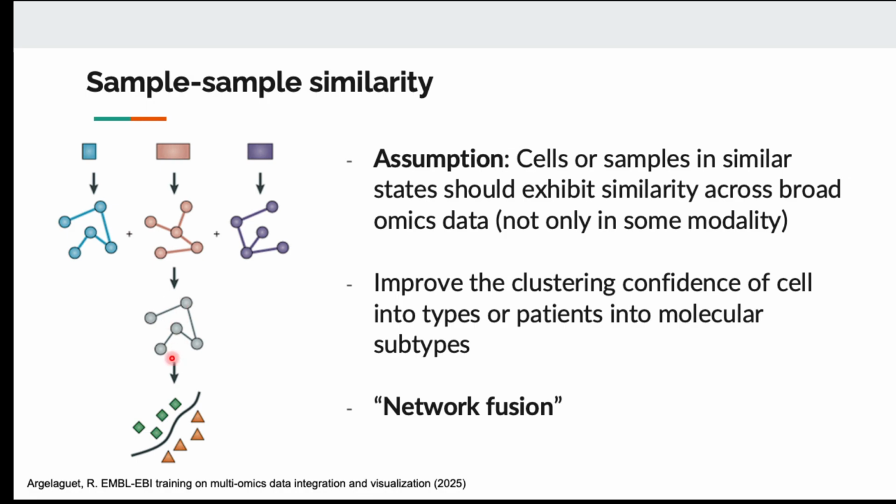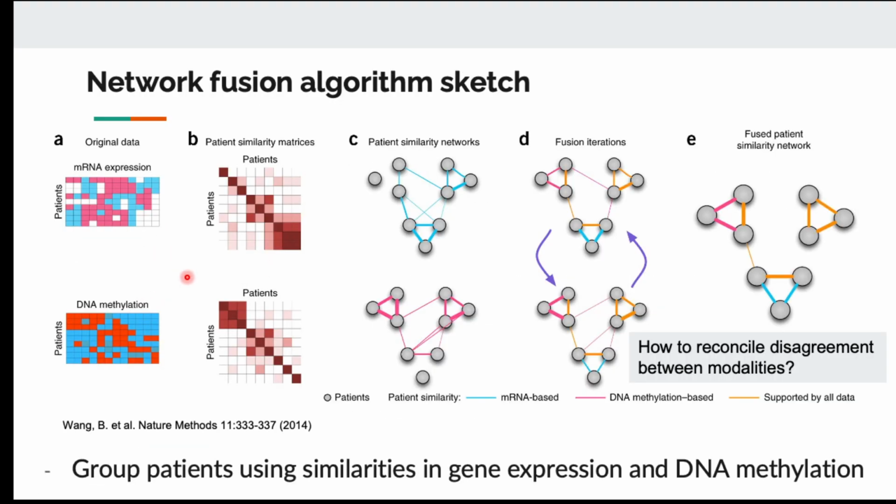So sometimes people call this technique a network fusion. So we create a network of patient-patient similarity, and we want to fuse, we want to merge multiple networks together. So in one example, this is from a study from more than 10 years ago. They analyzed for the same cancer patient cohort gene expression, DNA methylation profile, and also microarray expression.